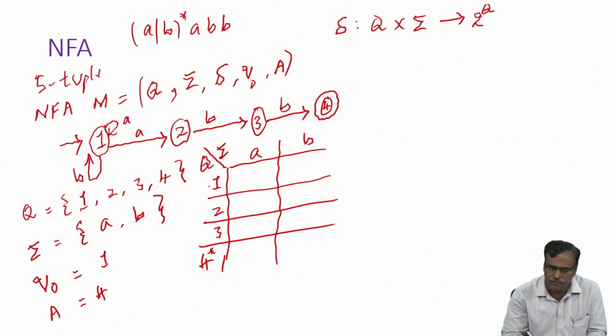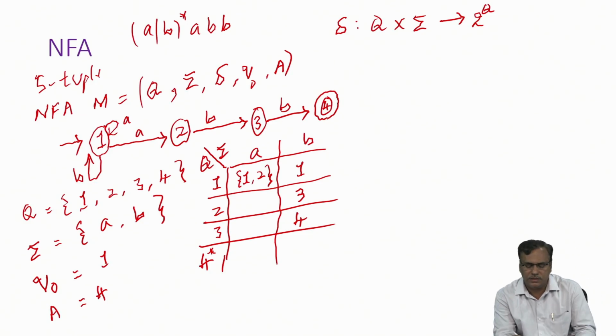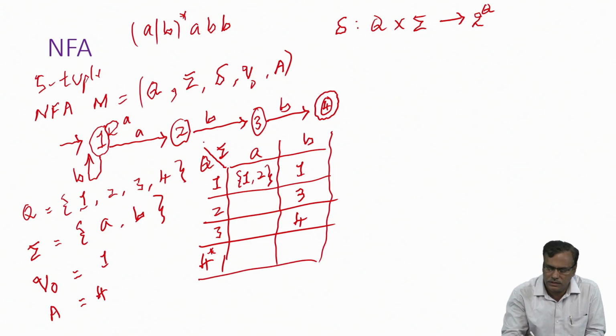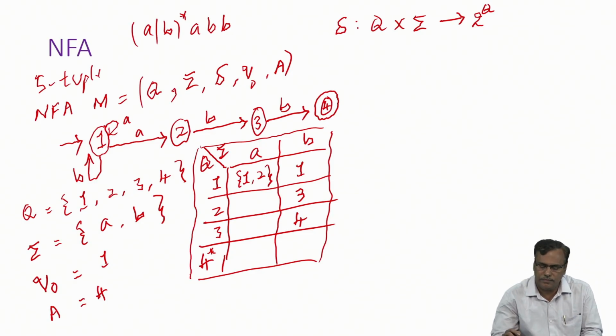So here from 1 on A, we go to state 1 as well as state 2, so {1, 2}. From 1 on B, we go to 1 itself. From 2 on B, we go to state 3. From 3 on B, we go to state 4. And there are no outgoing transitions for state 4. So this is the transition table of this NFA.